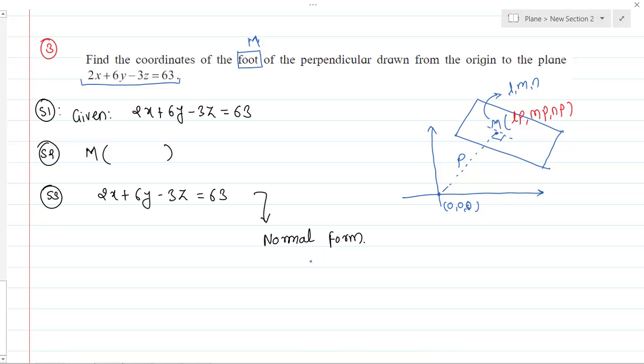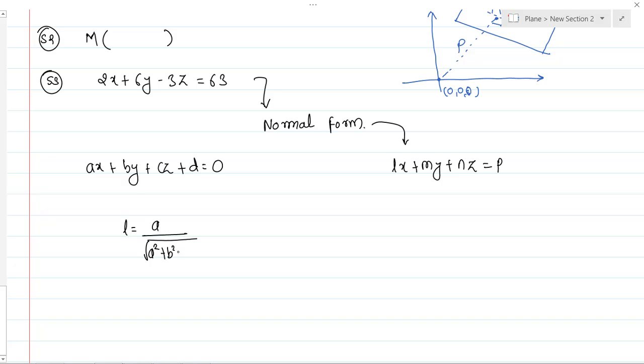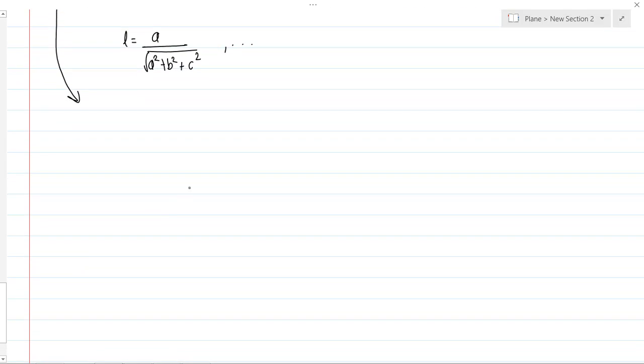Okay, so the given plane equation is in the form ax plus by plus cz plus d equals 0. And what we require is the normal form, which is lx plus my plus nz equals p. Here a, b, c are the direction ratios, and l, m, n are the direction cosines. And what is the relation between the DCs and DRs? It is l equals a upon root of a square plus b square plus c square, and so on for m and n. So let's take this equation of a plane and divide by its magnitude.